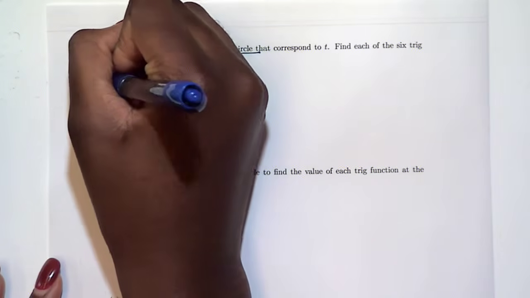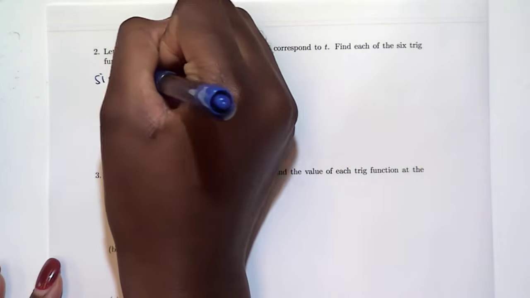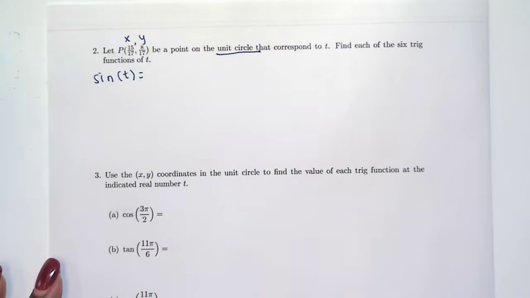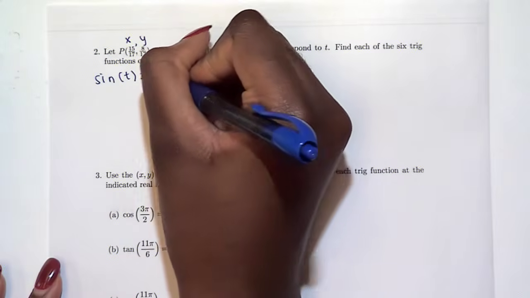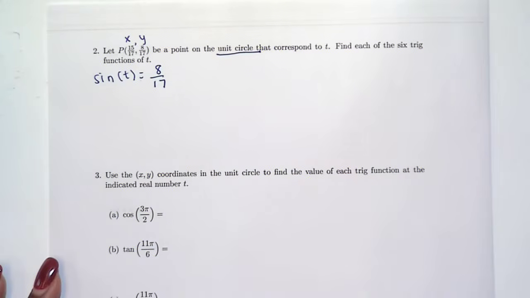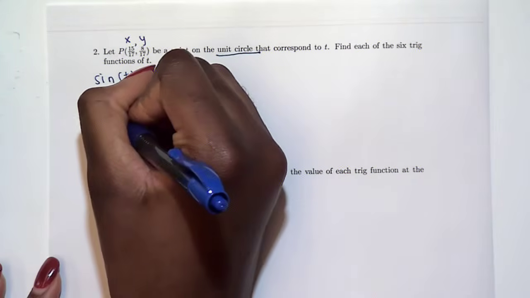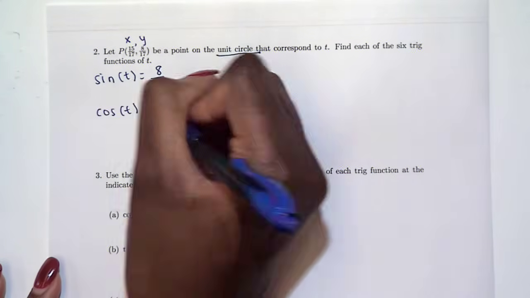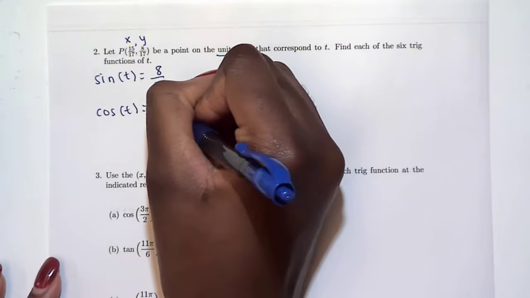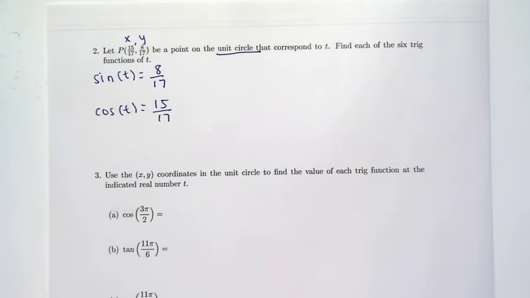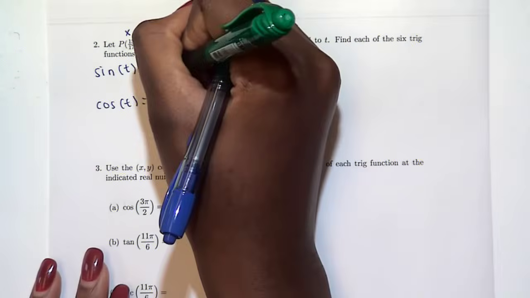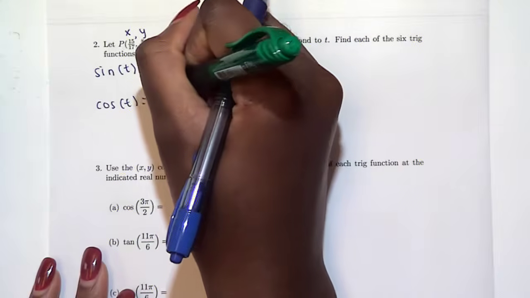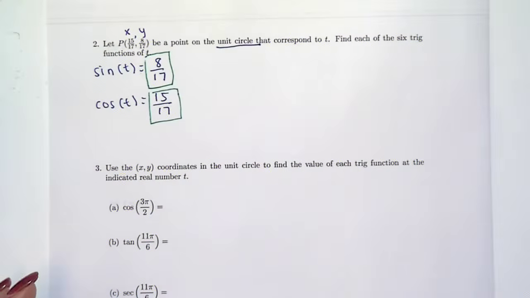So we know sine of T is just the Y value, 8 over 17. Cosine of T is the X value, 15 over 17. Okay, so we have these 2, and now we can use all of our identities to find the other 4. So let's go to tangent.